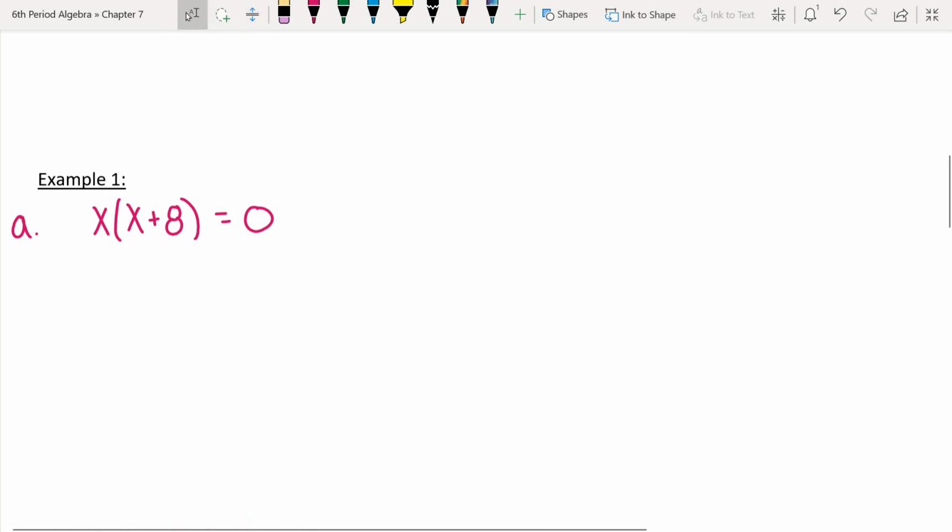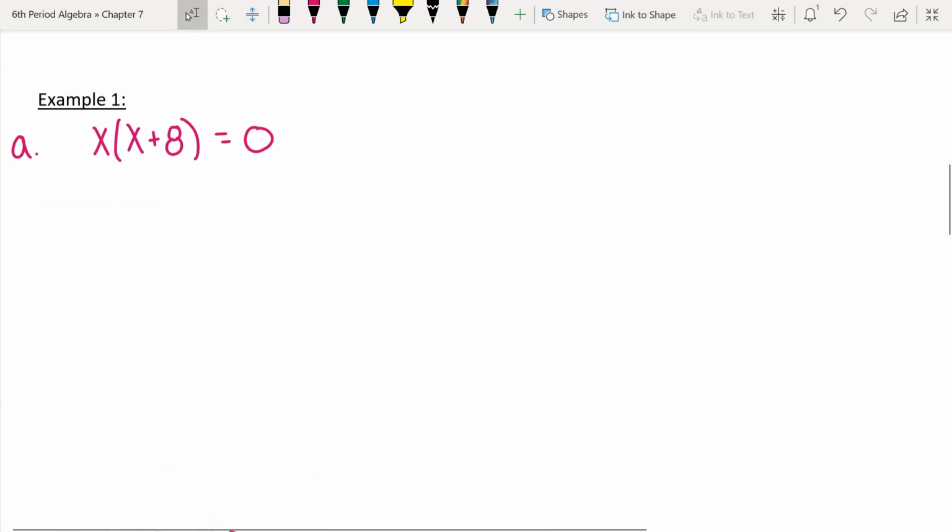Now, enough talking about mathy things. Let's actually do some math. Let's go to example 1. We have x times the expression x plus 8, and I'm saying it equals 0. Okay, this is a product, so this is actually how we apply the zero product property. I have two things being multiplied together, and the answer is 0. So that would mean either x has to equal 0, or the expression x plus 8 has to equal 0, or both. So we're going to assume both could equal 0. We're just covering our bases.